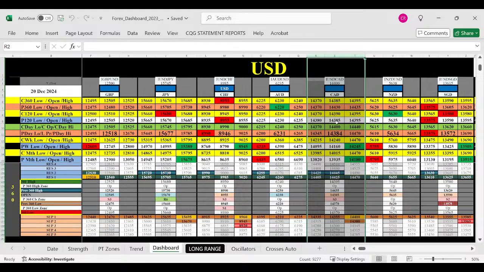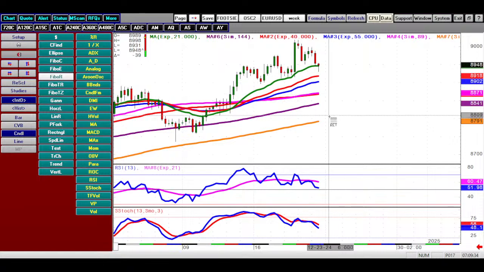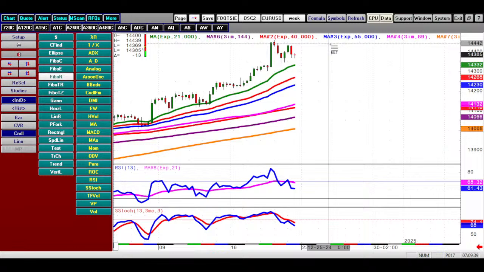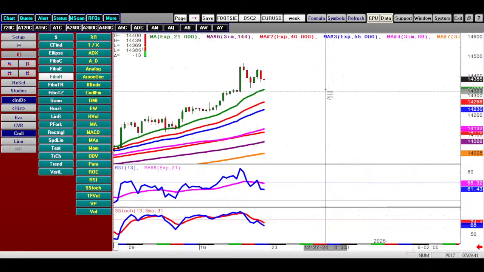Then the market is expected to test the previous day low, which is 143.45, and if it breaks, then we may see the price moving towards 143.35 and 143.20. Okay, now let's go into the chart and see whether this is a valid signal.